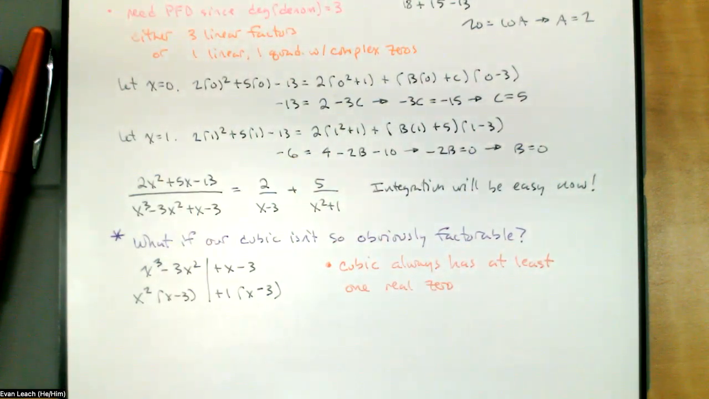So a cubic has at least one real zero. We are hoping that that real zero is rational.